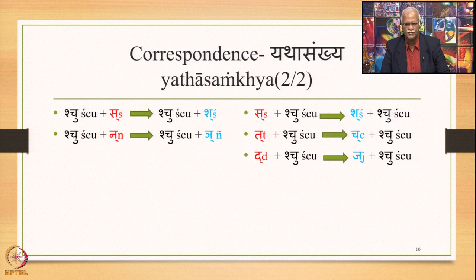Similarly, you have sa plus ścu, where now the order is reversed, and sa is substituted by śa. So we have śa plus ścu as the output. Then ta plus ścu, and ta will be substituted by ca, which is the first in the set of cavarga. So we have ta plus ścu as the input and ca plus ścu as the output. Similarly, da plus ścu as the input and ja plus ścu as the output, following the principle of correspondence or yathāsaṅkhyanyāya.